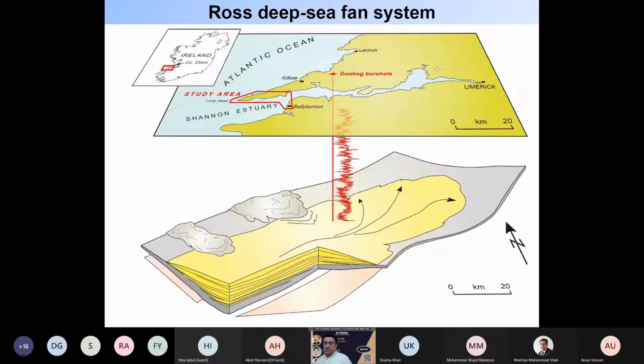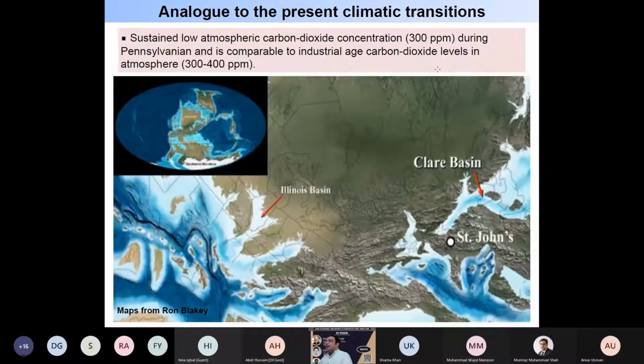So our focus was the Ross Sandstone Formation, which is a deep turbidite system, really sand-rich, up to 70% quartz sand and 30% mud. These deposits are also really interesting from a climate perspective, because they were deposited during the Pennsylvanian, when atmospheric CO2 concentration was more or less similar to the present day. Although the present is a bit higher, we have crossed that limit. We are at 412 ppm, but atmospheric CO2 concentrations were quite similar to the modern world after the industrial age. So it's a really nice analog.